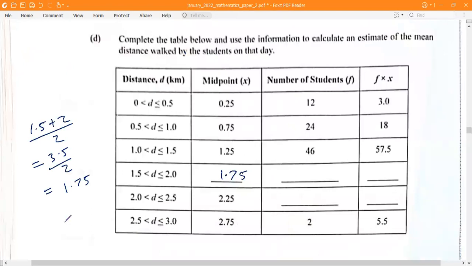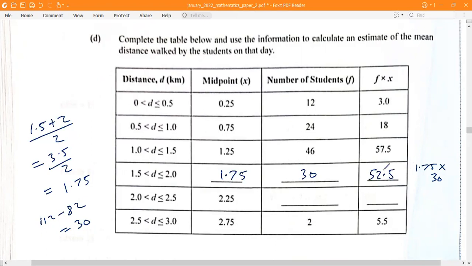All right, so now we have 112 minus 82, which is 30. So we have 30 here. And f times x is 1.75. This is 1.75 times 30, all right? 1.75 times 30 is 52.5.